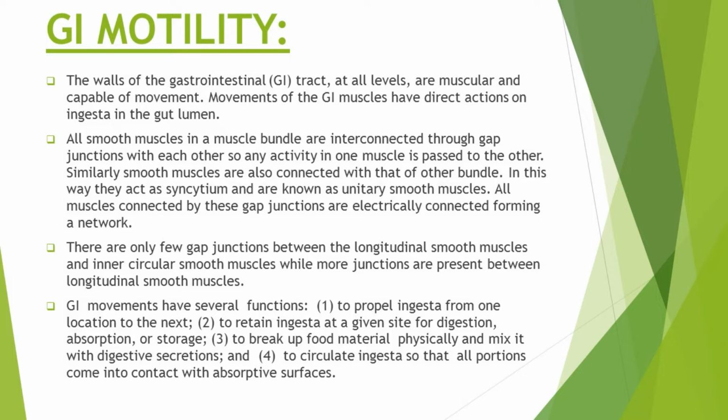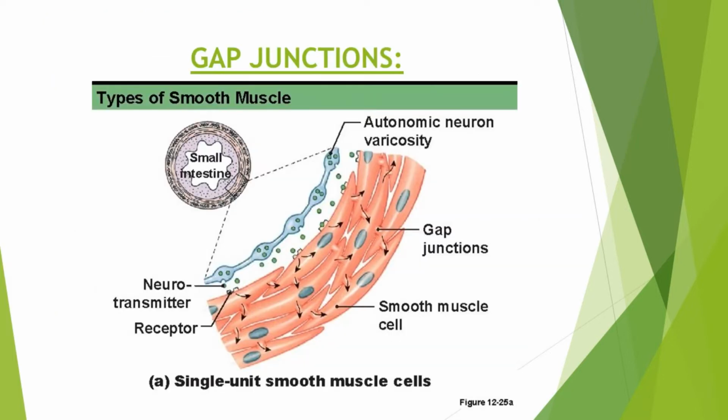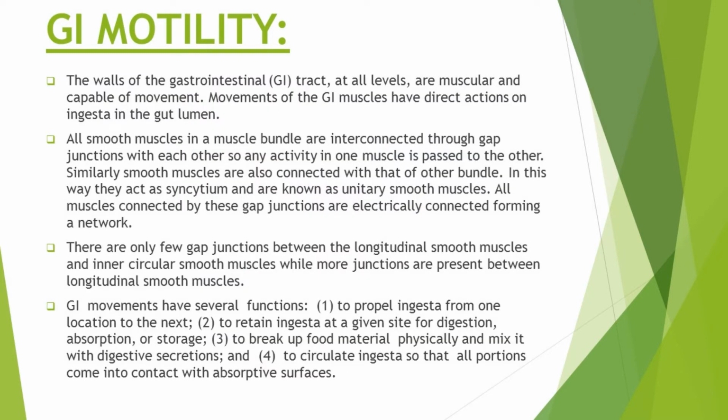As the gastrointestinal wall is composed of smooth muscles, all smooth muscles within a muscle bundle are connected with each other through gap junctions. Similarly, the smooth muscles present in one muscle bundle are also connected to the smooth muscles of other muscle bundles. So we can say that smooth muscles present in the gastrointestinal wall are interconnected with each other. Any activity in one muscle is passed to the other muscles also. In this way, they act as a syncytium and are known as unitary smooth muscles.